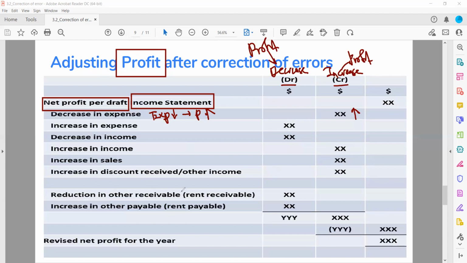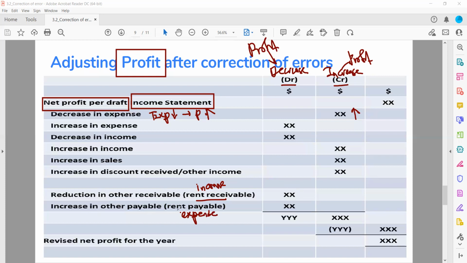Increase in discount received or other income, it will increase the profit. Reduction in other receivable, for example, rent receivable. Rent receivable means that we have a shop to rent out. The tenant pays us the rental. This is actually an income. But rent payable, this is the expenses we pay. We have to pay people the rent. So when you have reduction in the rent receivable, reduce in the income, profit will reduce.